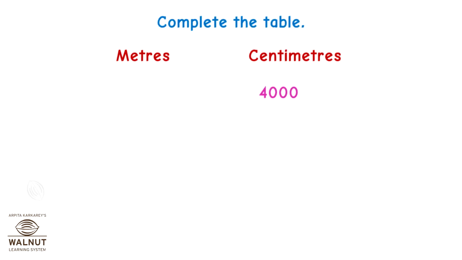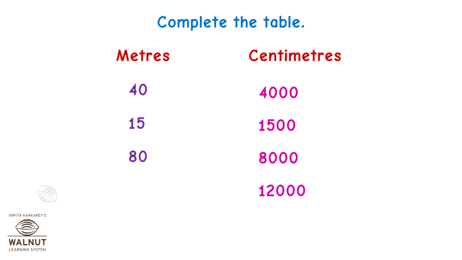Complete the table. 4,000 centimeters is equal to 40 meters. 1,500 cm is equal to 15 m. 8,000 cm is equal to 80 m. 12,000 cm is equal to 120 m. 13,400 cm is equal to 134 m.